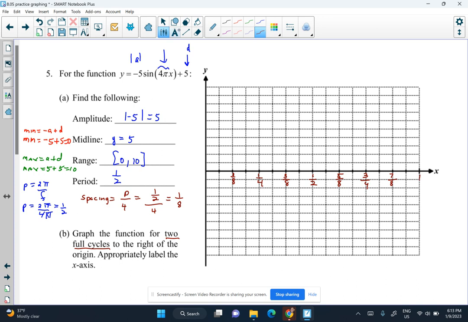We're going to graph our midline and label. So our midline is y equals 5. Actually, I have to label my y-axis first. So this is 5, this is 10, this is -5, this is -10. And let's label our midline before I forget.